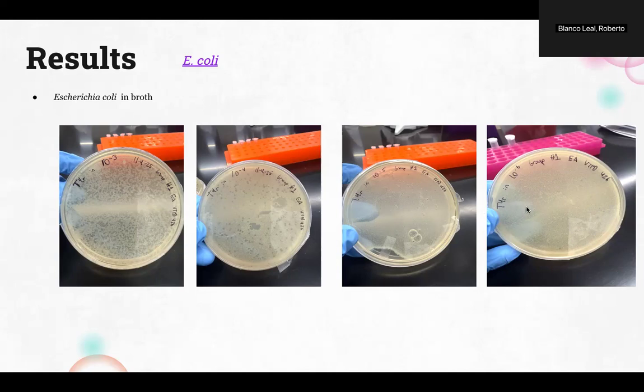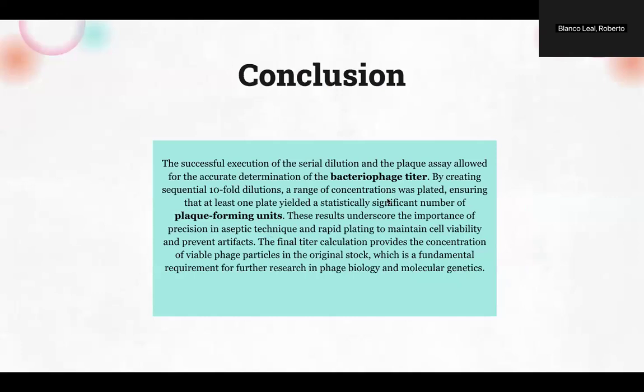It was perfectly concluded. Conclusion: the successful execution of the serial dilutions and the plaque assay allowed for the accurate determination of the bacteriophage titer. By creating sequential tenfold dilutions, a range of concentrations was plated, ensuring that at least one plate yielded a statistically significant number of plaque forming units. These results underscore the importance of precision, aseptic technique, and rapid plating to maintain cell availability and prevent artifacts. The final titer calculation provides the concentration of viral phages present in the original stock, which is a fundamental requirement for further research in phage biology and molecular genetics.